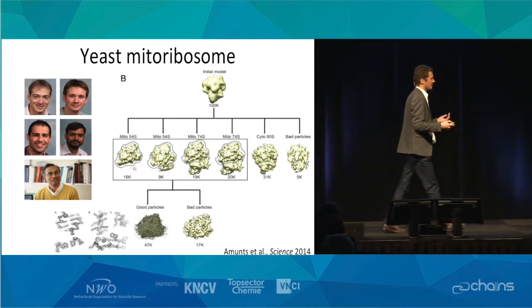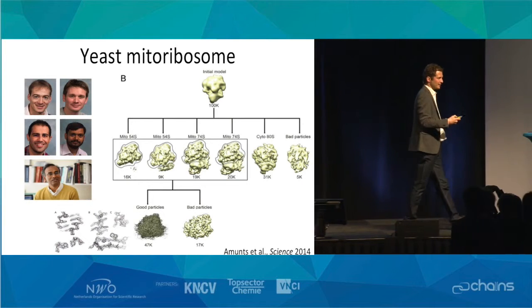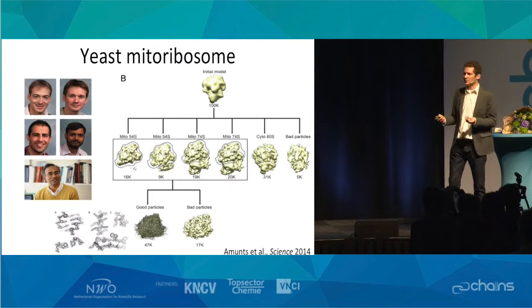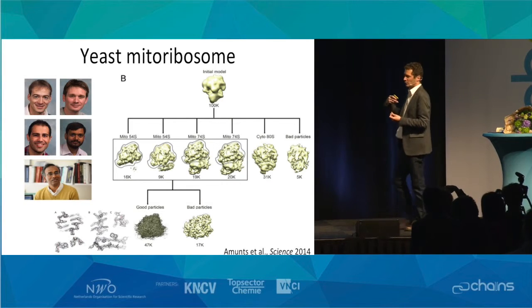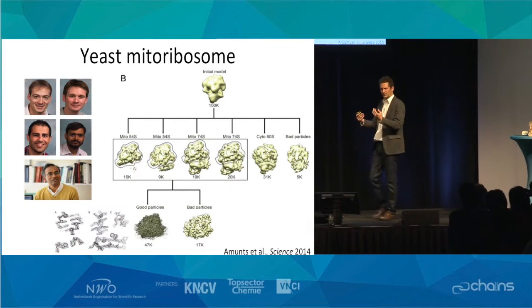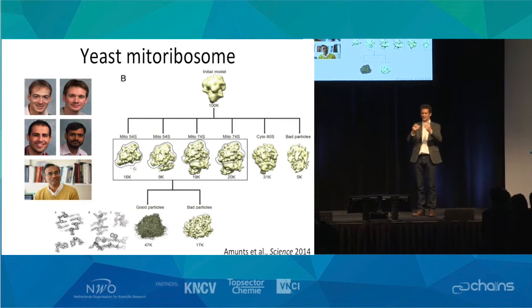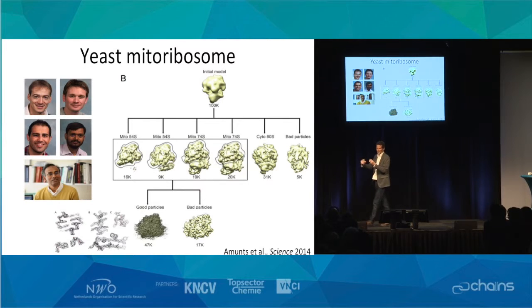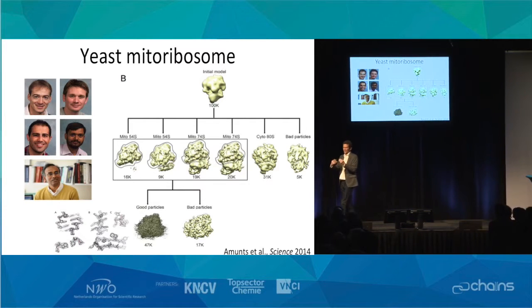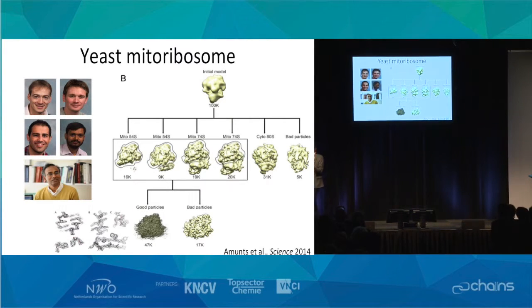And just as an example where we actually did this is a project together with Venki Ramakrishnan at the LMB, and this was his postdoc, Alexei Amunds. He worked on yeast mitochondrial ribosomes, and he purified mitochondrial membranes, and then to the cytoplasmic side of them were stuck lots of cytoplasmic ribosomes. And he asked us, I have a lot of cytoplasmic ribosomes in my sample. Should I purify this more? Should I go back to the wet lab? We said, well, let's have a look.